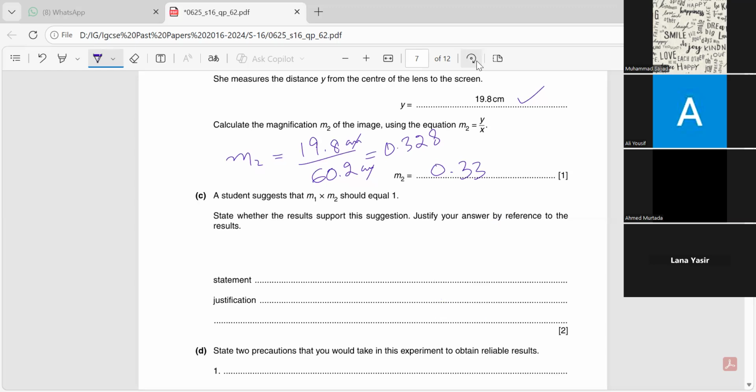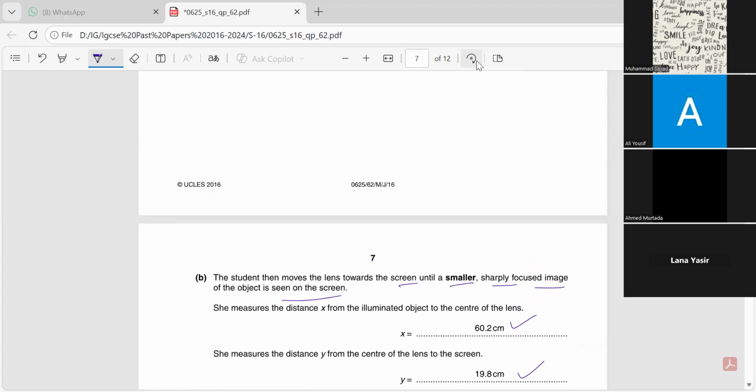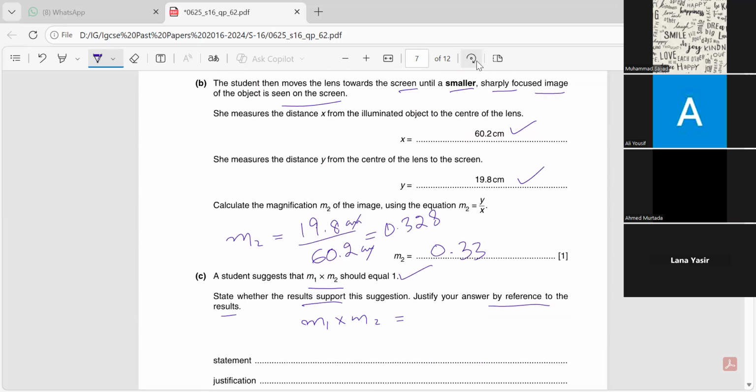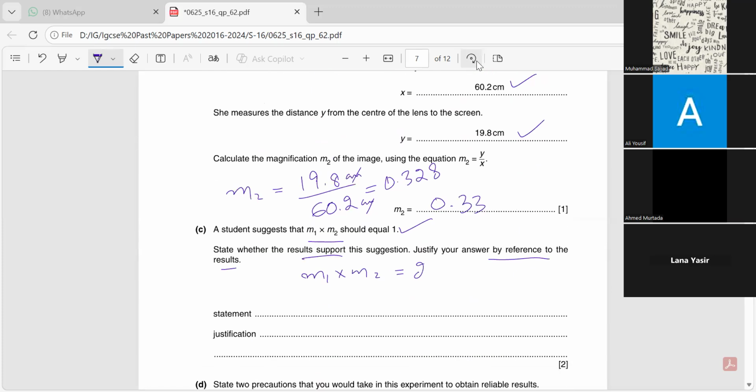A student suggests that M1 and M2 should be equal to 1. M1 times M2 should be equal to 1. State whether the results support this suggestion. Justify your answer by reference to the results. So let's calculate M1 times M2. M1 was 2.9 and M2 is 0.33.